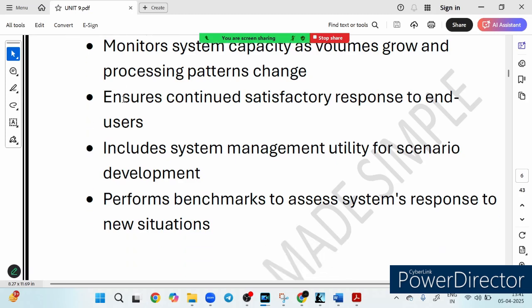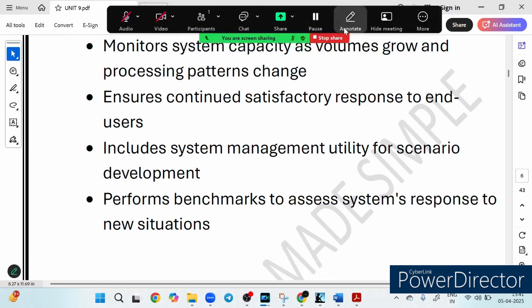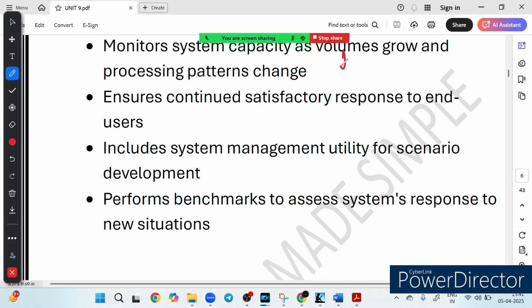It monitors the system health, right? Performance management monitors the system health constantly, checking if it can handle peak hours, growing transaction volume, and new features like WhatsApp banking, whether it can handle them or not. This is what is checked during performance management.